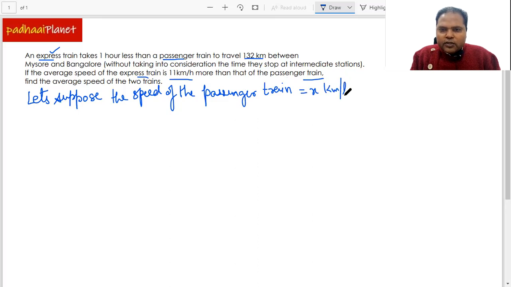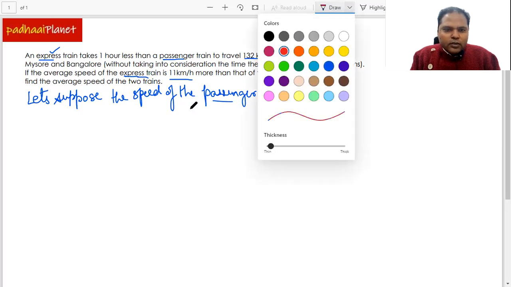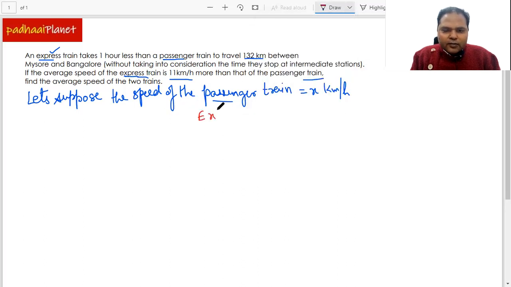Now in the question it is given that the average speed of the express train is 11 kilometers per hour more than that of the passenger train. So in total, the speed of the express train will be x plus 11.